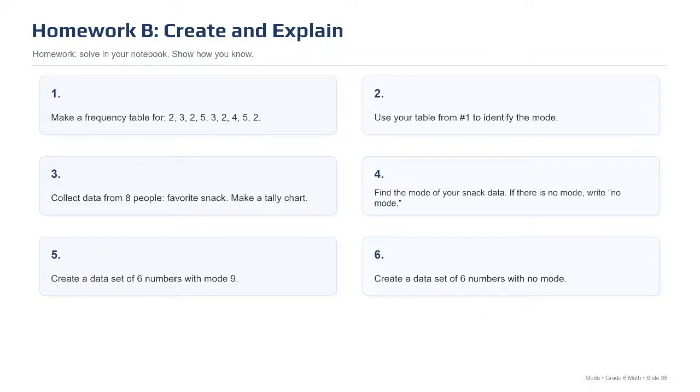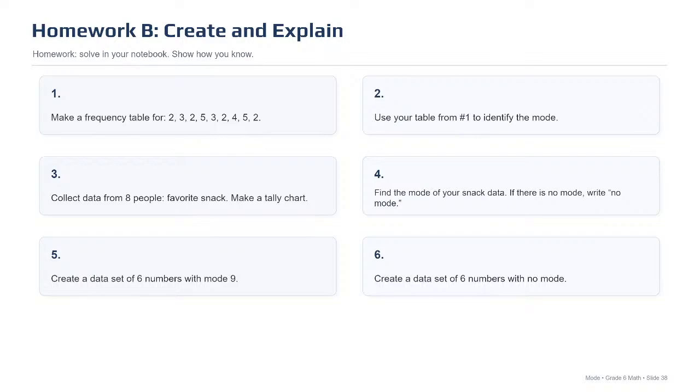Number 3, collect data from 8 people: favorite snack. Walk around your school or even your classroom, ask your friends what their favorite snacks are, or list some snacks and ask them which is their favorite. Number 4, find the mode of your snack data. If there's no mode, just write no mode. It's okay if there's no mode.